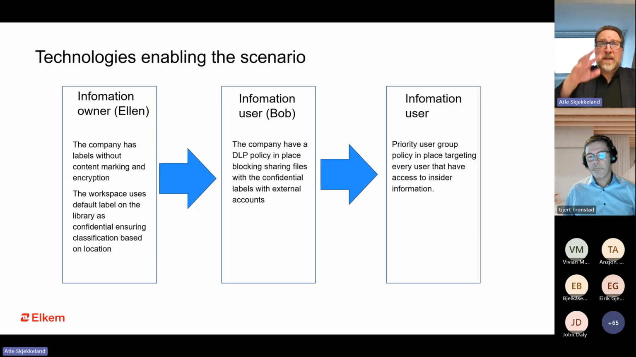And lastly, the technologies in the background here: the company has labeling that classifies documents automatically based on storage location. You have DLP policies that stop the things that we want to stop. And we have a priority user group in insider risk management that then identifies abnormal behavior, workarounds, or risky behavior.